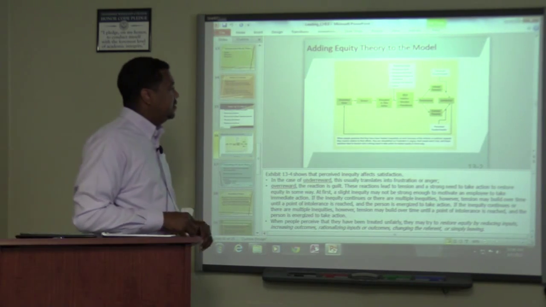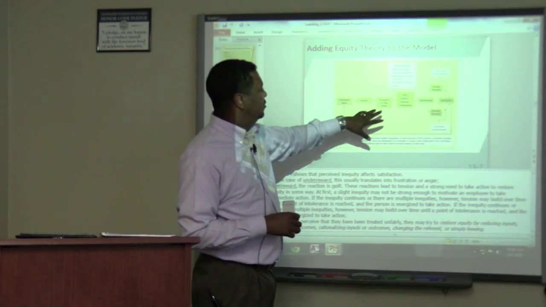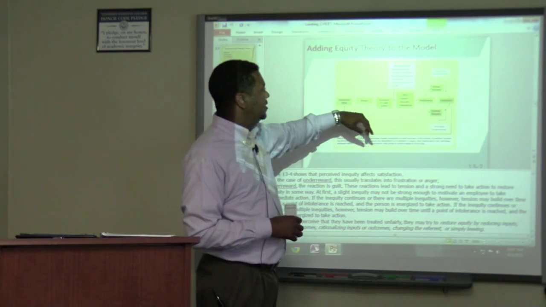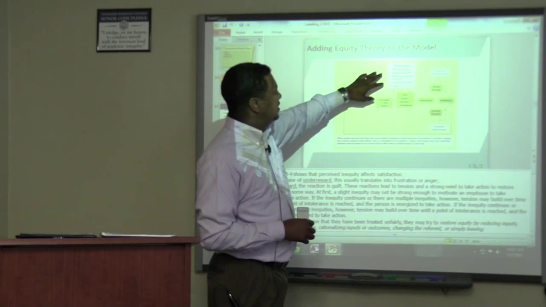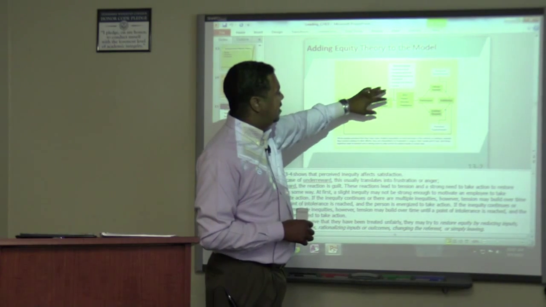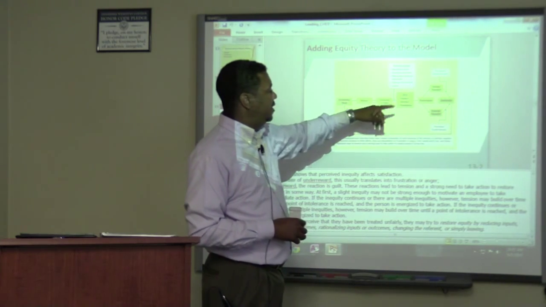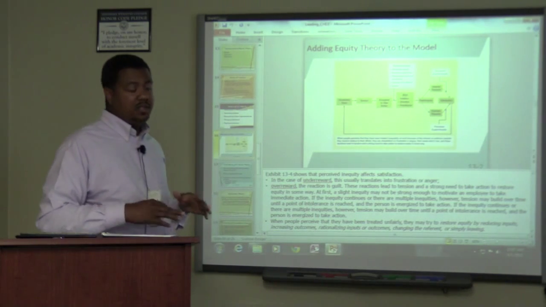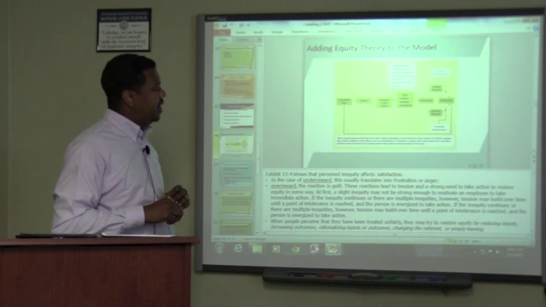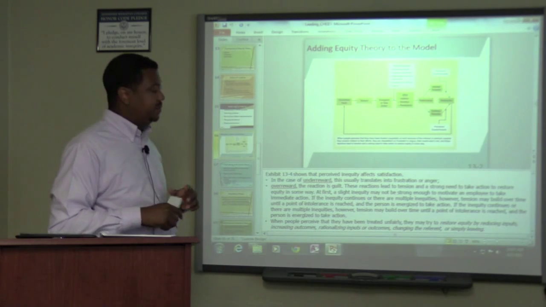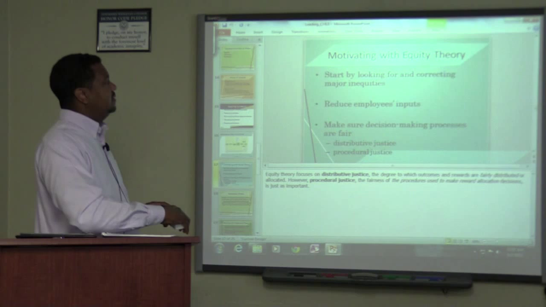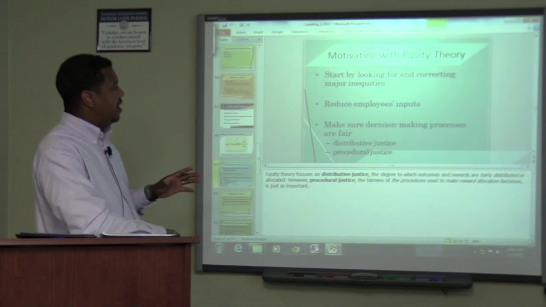We see the difference that happens when individuals are taking force, dealing with this tension, and taking action. Then we see equity theory kicking in, where individuals start to change their efforts because of how they compare themselves and see inequalities relative to the individuals they are comparing themselves to. Okay? So let's look at some ways to motivate with equity theory.